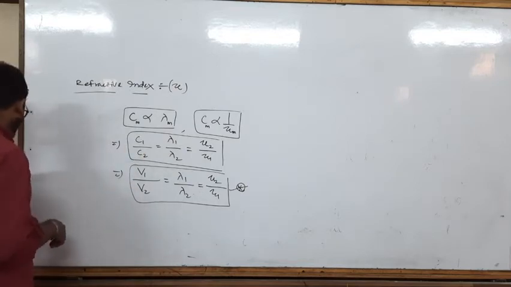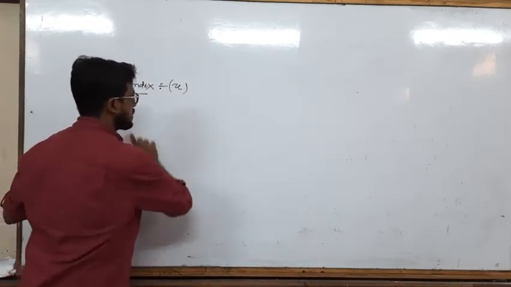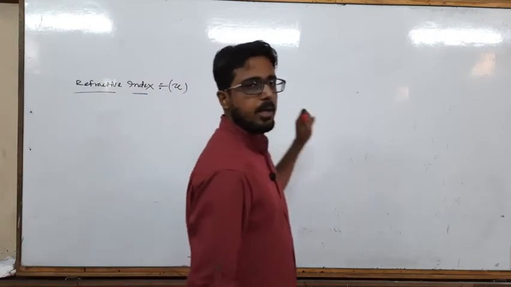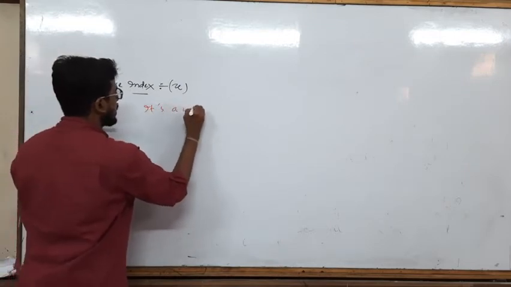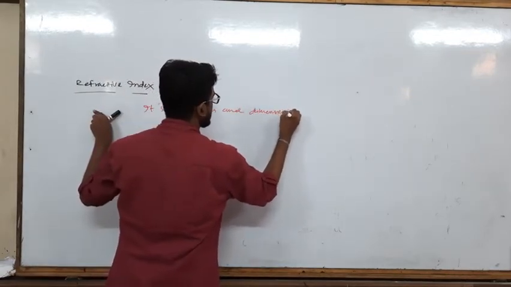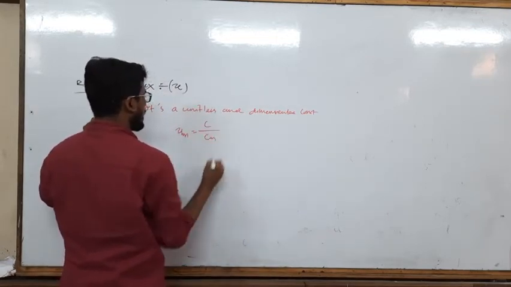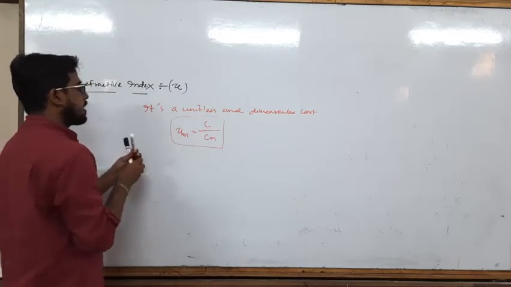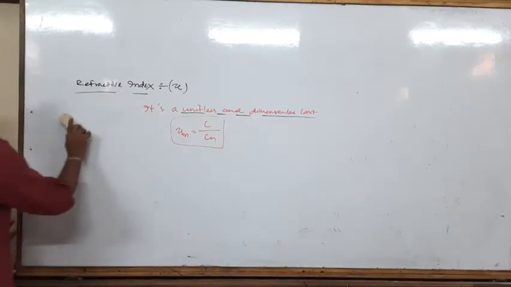So refractive index is a unitless and dimensionless constant. Because what is refractive index? Refractive index is the ratio of speed of light in free space to that of speed of light in the given medium. So it's a perfect ratio. So refractive index is a unitless and dimensionless constant, because refractive index of the medium equal to speed of light in free space by speed of light in the given medium. So this is velocity, this is velocity, so both will get cancelled. So it's a unitless and dimensionless constant. Clear?